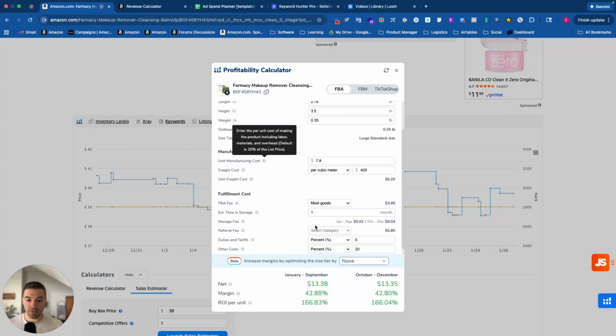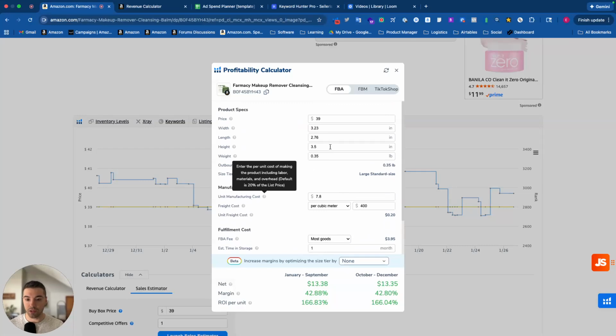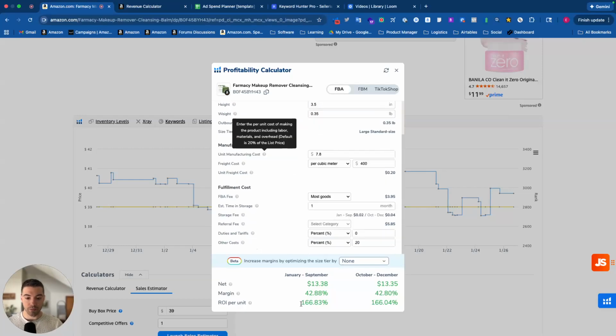So if you're looking at this product to screen it, I would come up with the profitability calculator. I'd put 20% here. I double check that the product specs look okay, because sometimes they look a little funky and you've got to double check it, and then just see what the ROI per unit is with that 20% ad spend assumption. Now, like I said, there are other fees, and there is a better way to estimate what your actual ad cost will be, which I'm going to get to in 1 second.